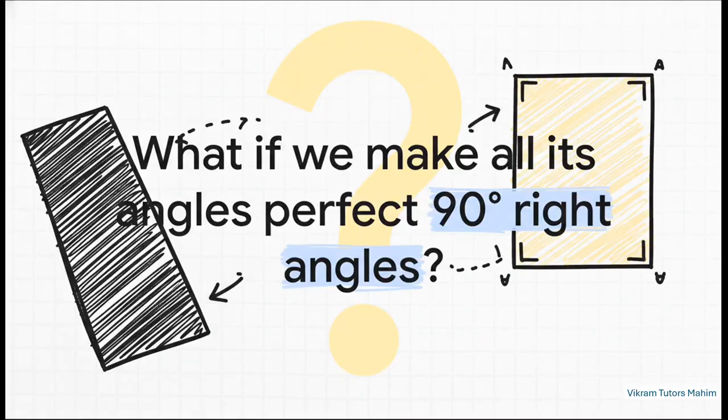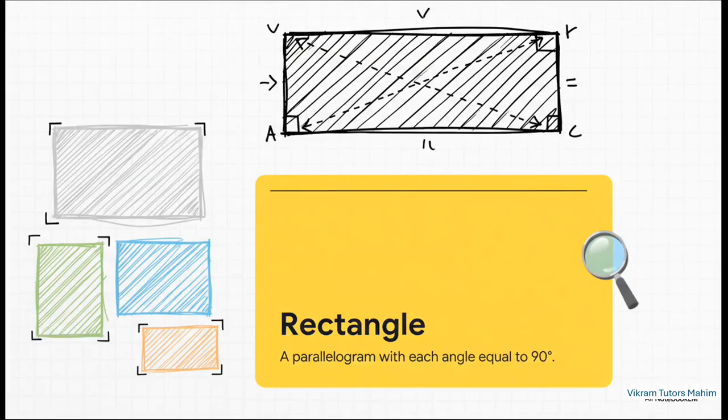We'll take our parallelogram, but now we're going to force every single one of its corners to be a perfect 90-degree right angle. What shape are we going to get? And there you have it, the rectangle. Think of the rectangle as the firstborn child of the parallelogram. It inherits all the base family genes, like having parallel sides and diagonals that cut each other in half, but it adds its own unique genetic marker, those 4 perfect 90-degree angles.